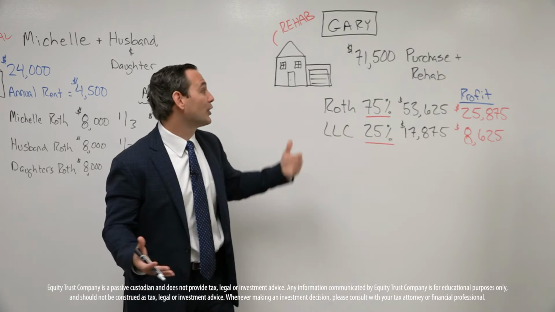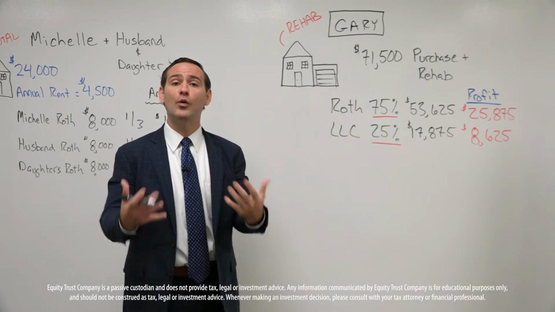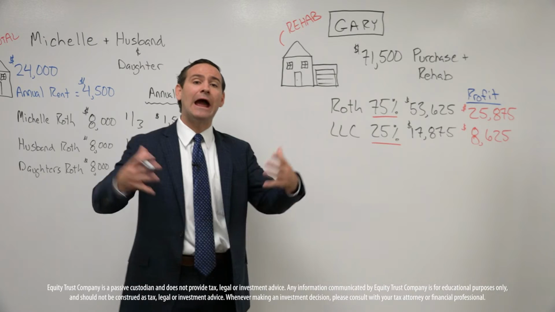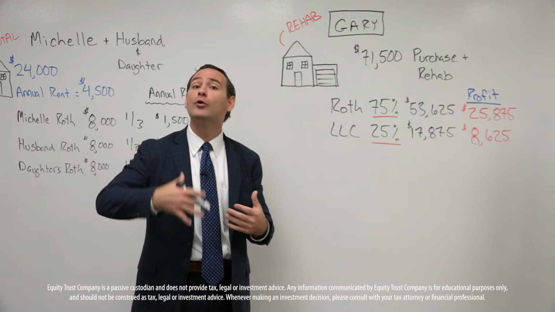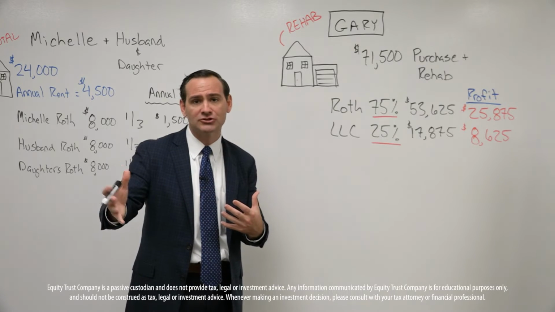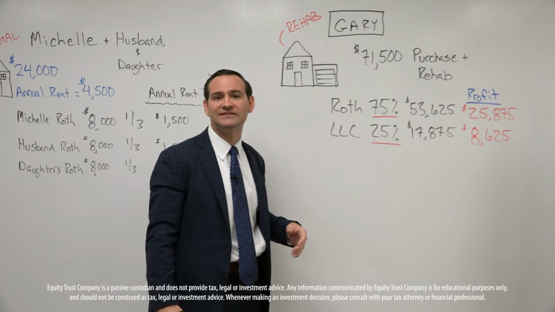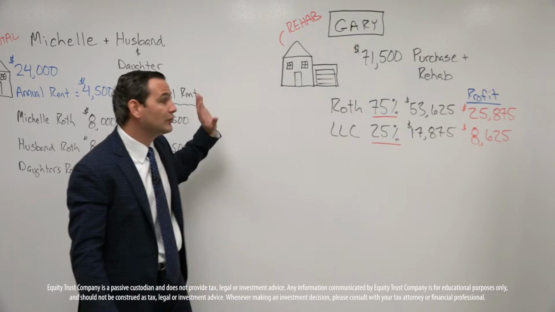But the fortunate part of this is that now Gary's at a point where he's amassed enough capital in his Roth IRA where he can go out and fix and flip properties or buy rentals all in cash with the available funds that he has in his self-directed IRA. All right, so those are two examples.